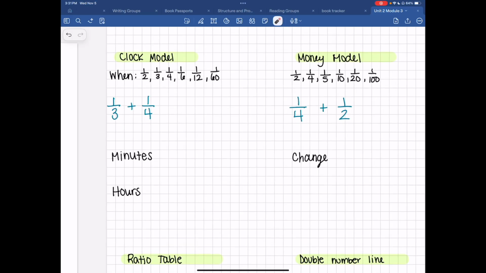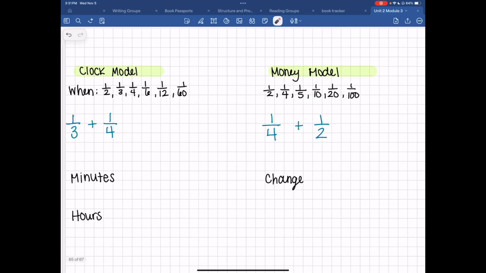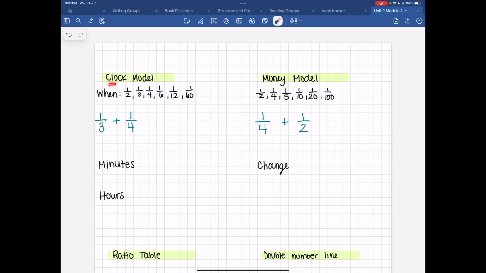All right. So one of the models that we have worked with is the clock model. Now I don't have an actual picture of the model, but if you are in Ms. Carter's class, I sent to your parents a PDF of all these models, so they should have those little clock models on that as well.